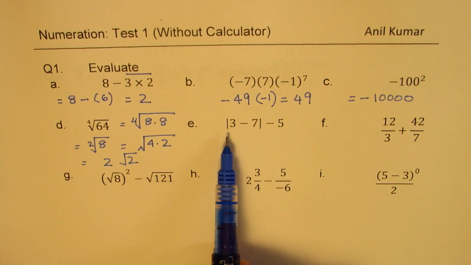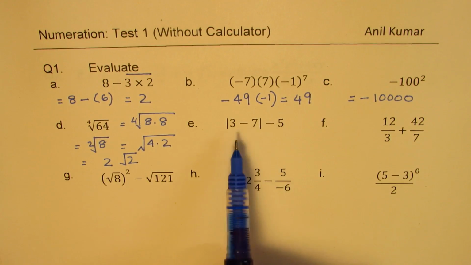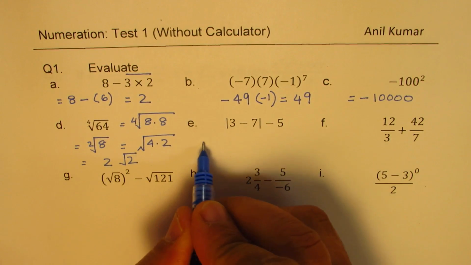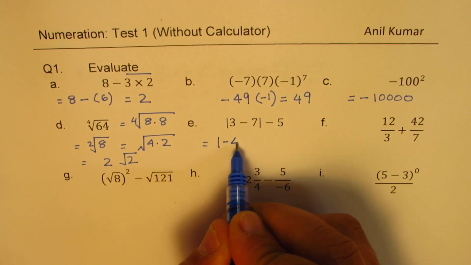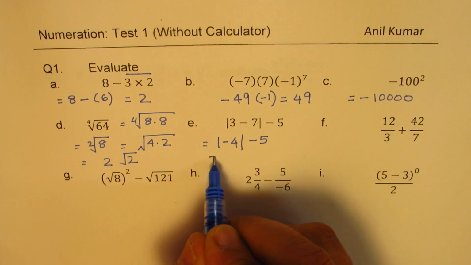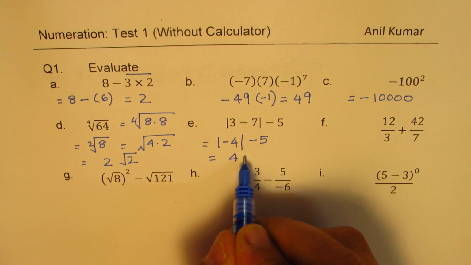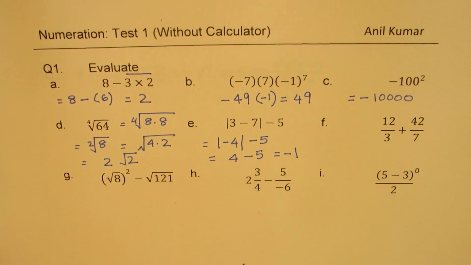Now we need to evaluate absolute value of 3 minus 7 minus 5. See, the absolute value of any number is always positive. 3 minus 7 is minus 4, right? The absolute value of minus 4 is going to be 4 positive, right? So we get 4 minus 5 and the answer will be minus 1. Is that clear to you?